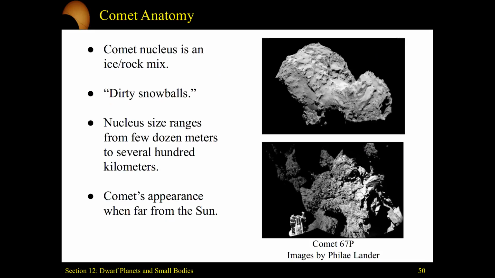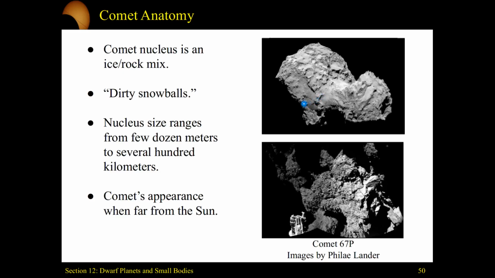Here's a picture of a comet when it's far from the sun, not close to it. I would say that it's this mixture of ice and rock, or as I like to call them, dirty snowballs. Just a lot of material there, just kind of the rock glued together by the water. Well, I guess ices. The nuclei of these comets will range from a few dozen meters to maybe hundreds of kilometers. Remember, these come from potentially planetesimals.